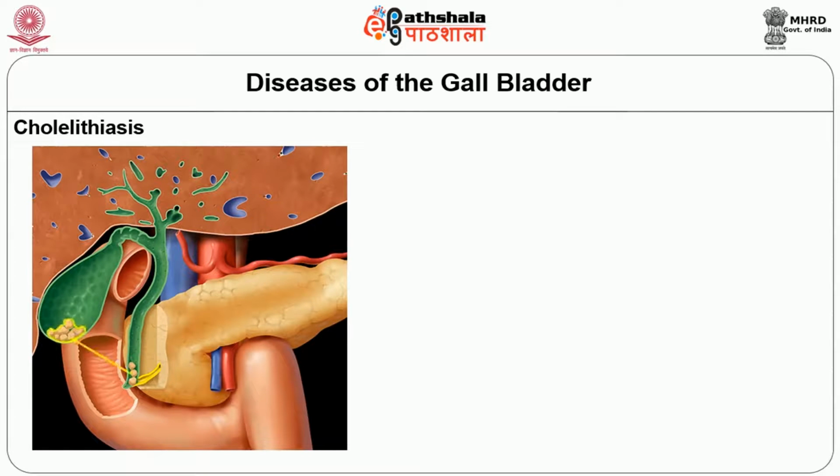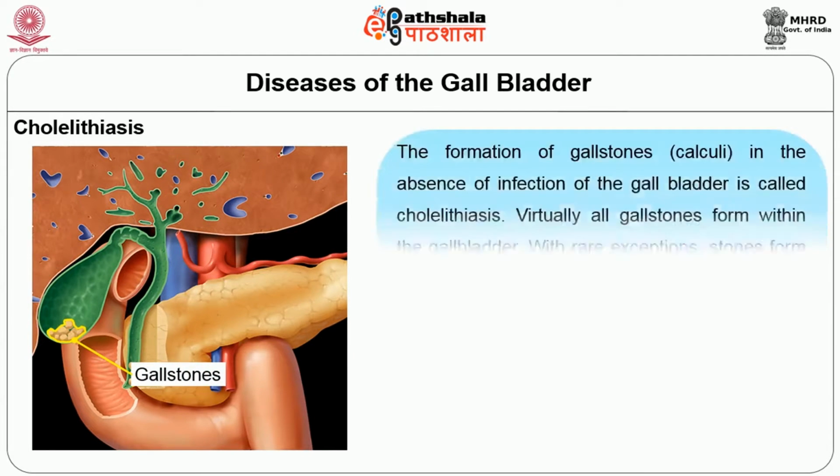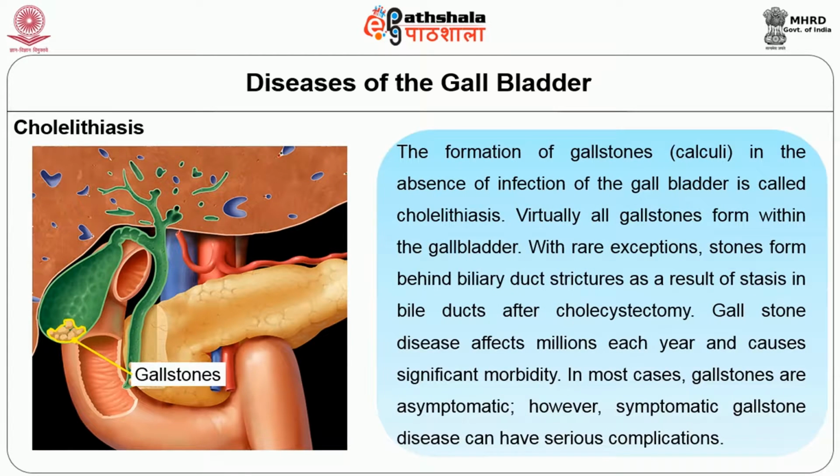1. Cholelithiasis. The formation of gallstones in the absence of infection of the gallbladder is called cholelithiasis. Virtually all gallstones form within the gallbladder. With rare exceptions, stones form behind biliary duct stricture as a result of stasis in bile ducts after cholecystectomy. Gallstone disease affects millions each year and causes significant morbidity. In most cases, gallstones are asymptomatic. However, symptomatic gallstone disease can have serious complications.